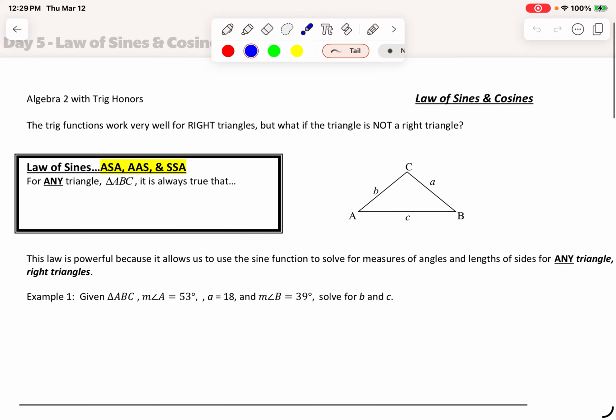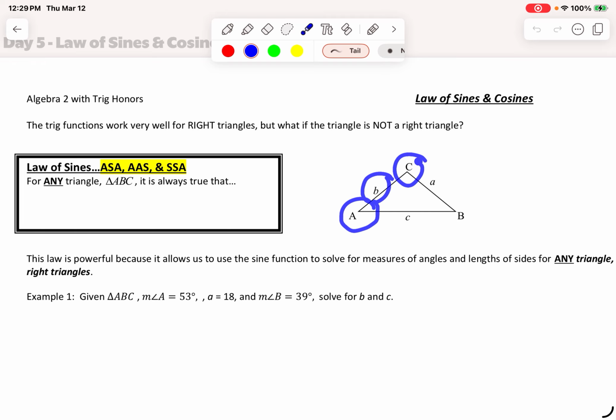So if you were given, let's say, this angle, this side, and this angle, that's angle, side, angle. We would use the law of sines. If you were given this angle, and this angle, and this side, that's angle, angle, side, and you use the law of sines. Lastly, if you were given two sides and the angle not in between, so not that one, side, side, and an angle outside, you'd use the law of sines.